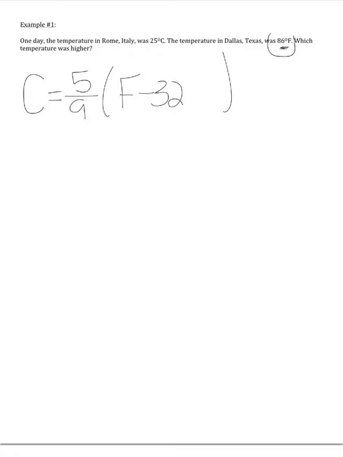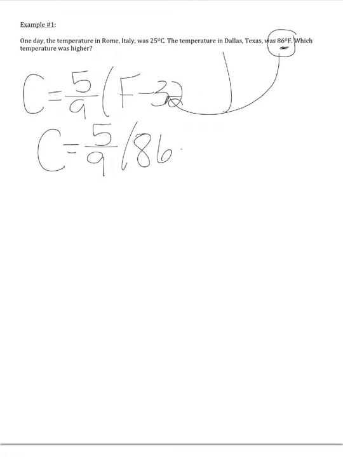So I'm going to put the 86 degrees in for the F. So I have C equals 5/9 times (86 minus 32). Following the order of operations, I need to take the 86 minus 32 first, since it's in parentheses. So C equals 5/9 times 54.